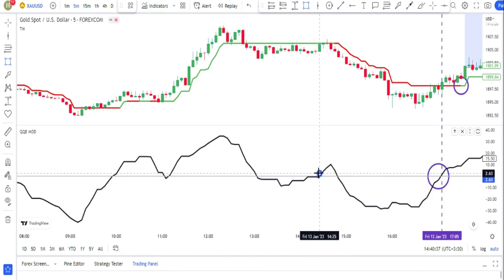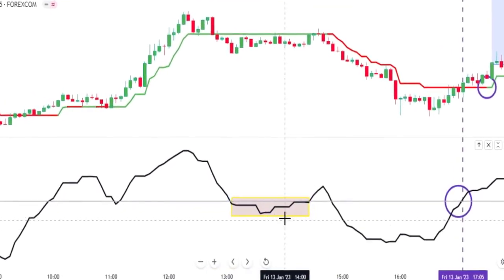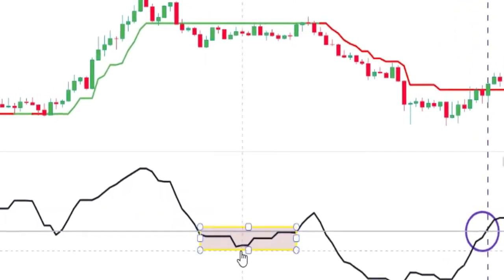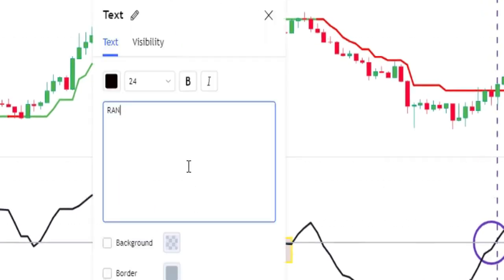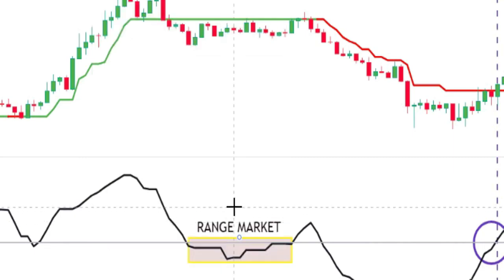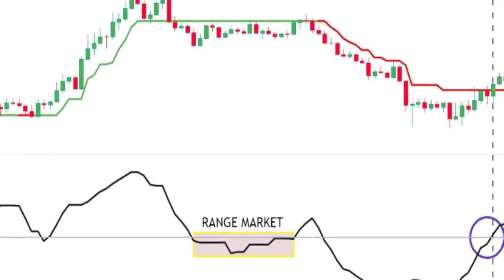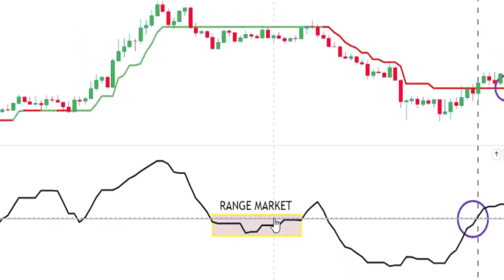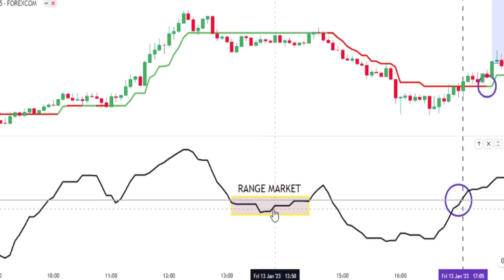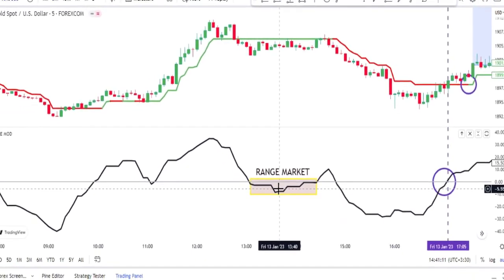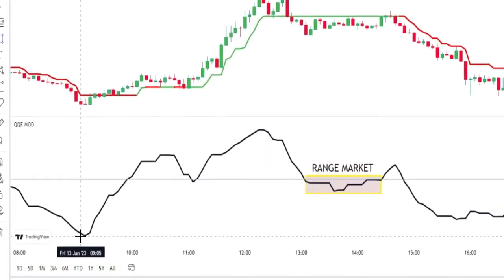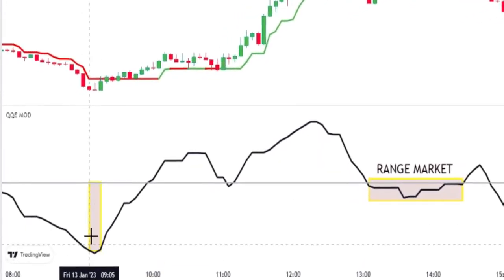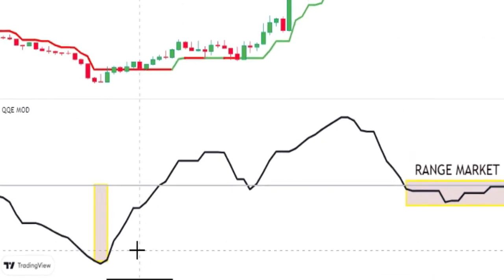A great thing about the QQE mod indicator is that when the QQE line moves horizontally near the 0 line, it indicates a sideways market. Therefore, when the QQE line moves near the 0 line, the signals issued by the QQE line are not valid. The signals are valid when the QQE line had a proper distance with the 0 line before crossing.